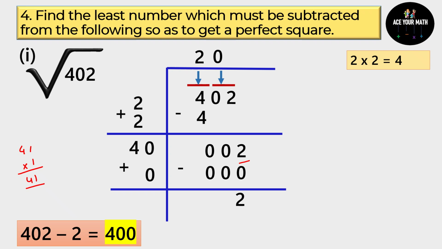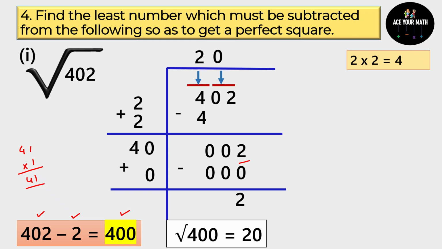Now, since you're getting 2 as a remainder, that indicates that the given number 402 is not a perfect square. Okay, so how to make it a perfect square? You will subtract 2 from it. See, 402 is the given number. You will subtract 2 from it and you will get 400. So what is the square root of 400? It is 20. So 400 is a perfect square and the square root of 400 is 20. And which number did you subtract to make it a perfect square? 2. So on subtracting 2 from 402, you get a perfect square which is 400, and the square root of 400 is 20.